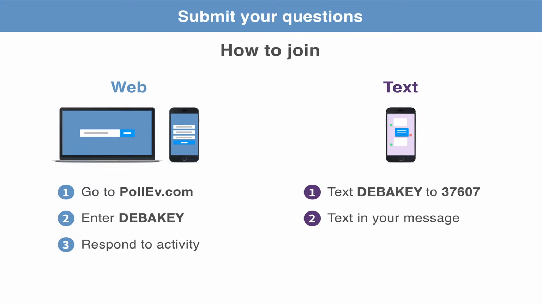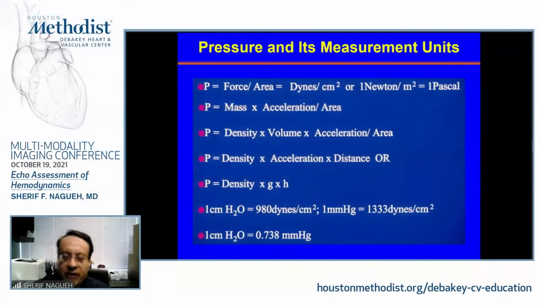Now we'll start by talking about pressure and its measurements, and we'll also talk about flow in the subsequent slides. So pressure is defined as force per unit area. And if we use the SI units, not the British metric system, then you're talking about Newton per meter squared or dynes per centimeter squared. And Newton is 10 power 5 dynes. So if we stick with these units, 1 Newton per meter squared is equal to 1 Pascal.